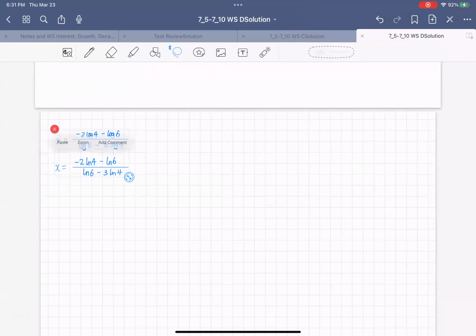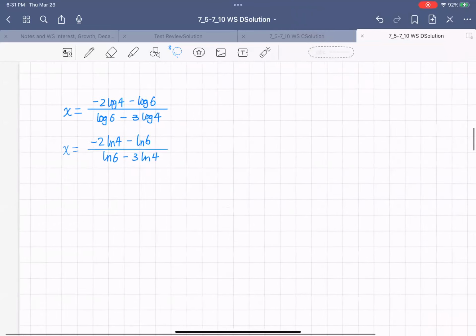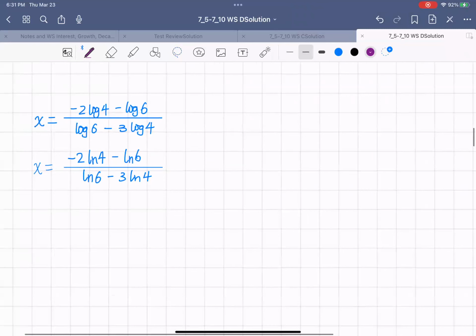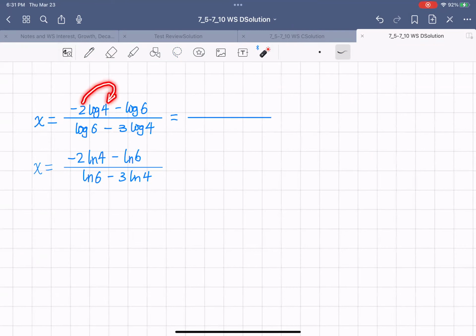The reason these two are the same is because of the properties. Kathleen, let's go here. For the log property, you can put the 2 into the 4 as an exponent. It's going to be 4 squared. Make sense? So this becomes negative log, and 4 squared is 16. You have a negative negative, so you can put this negative outside, plus log 6. So far, so good?